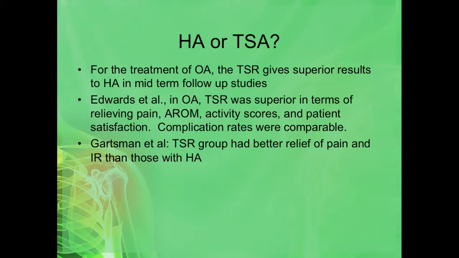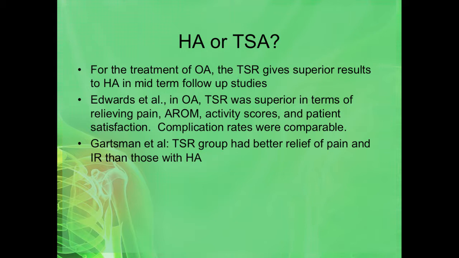So, should you have a hemiarthroplasty or a total shoulder arthroplasty? In general, for the treatment of osteoarthritis, the total shoulder typically gives superior results to the hemiarthroplasty in studies that looked at midterm follow-up from baseline. Edwards et al. looked at patients with osteoarthritis. The total shoulder replacement was superior in terms of relieving pain, active range of motion, functional scores, and patient satisfaction. In terms of complication rates, this study showed that there really was no significant difference between the two.